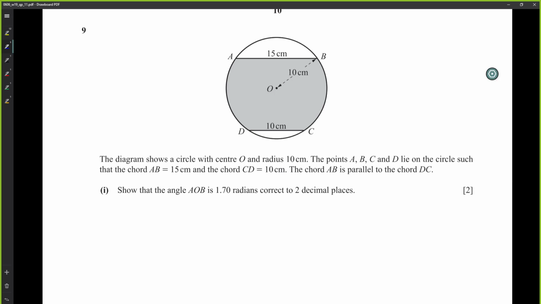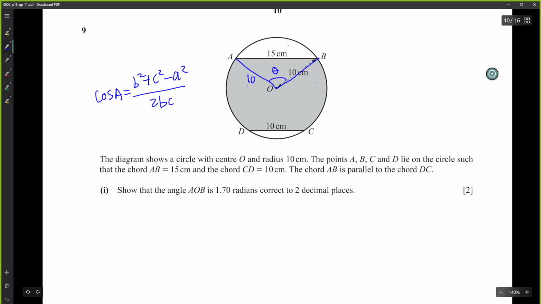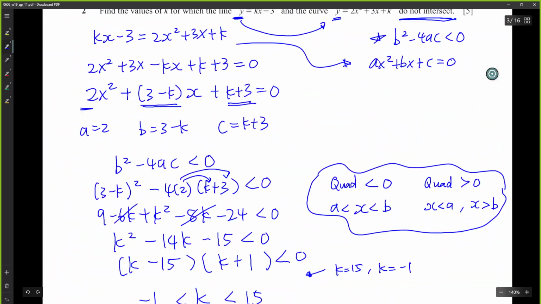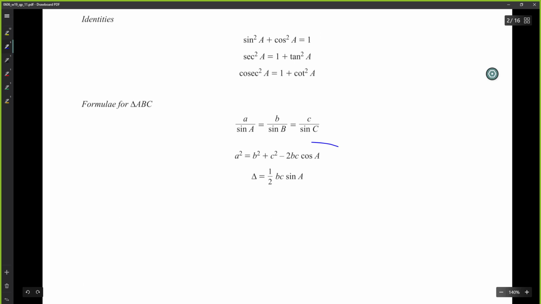Yeah, we have all the information. So right now we want to find the angle AOB. We need to find this angle. This is 10 and 10. You should know this is the cosine rule because you have 3 sides with no angle. So cos A equals (b squared plus c squared minus a squared) over 2bc. This is just the formula, and this formula is given at the very beginning, if not mistaken.